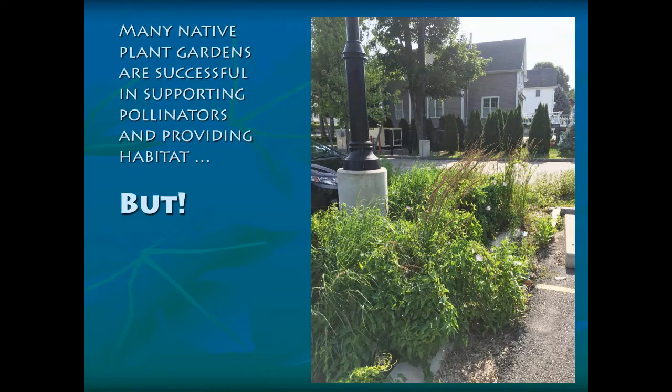So since we're now pretty knowledgeable about why we need to plant native plants to support pollinators, many of the gardens that we plant are successful in supporting the pollinators and providing the habitat. However, if you look on the right, and I'm not going to blame anyone else, this is one of my gardens, and granted, it's a parking lot island garden. It was supposed to be a very beautiful native plant garden, but you can see what happened.